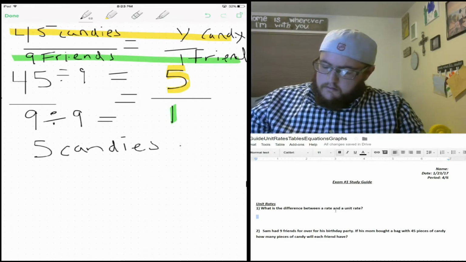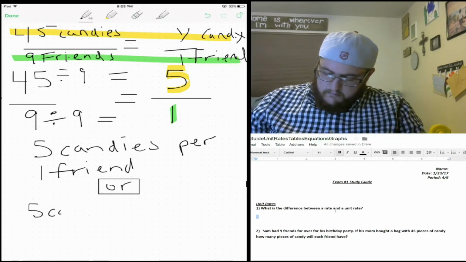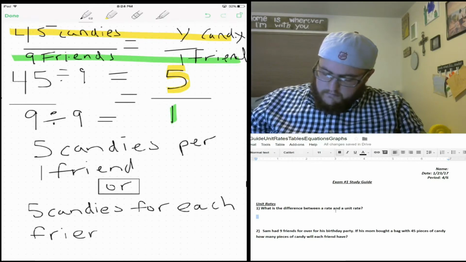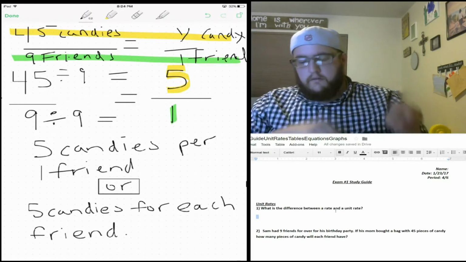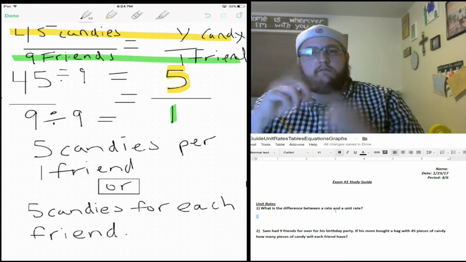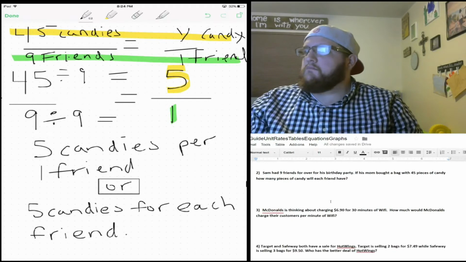that we will have 5 candies per 1 friend. This can also be written as 5 candies for each friend. Essentially what we're saying is that each of our friends that we've invited can have 5 candies. So let's move on to the next one.